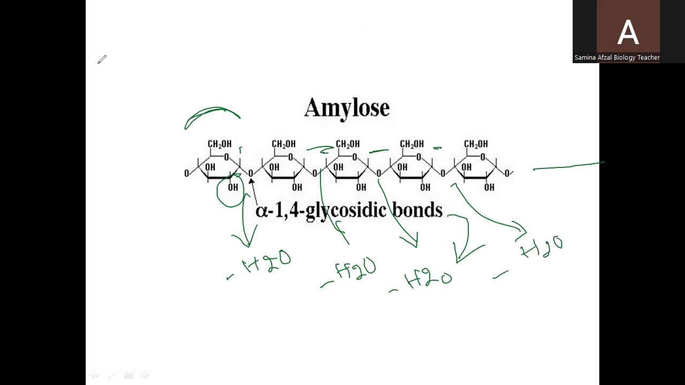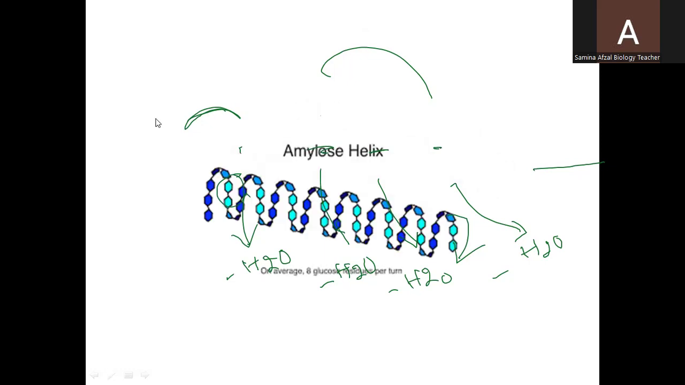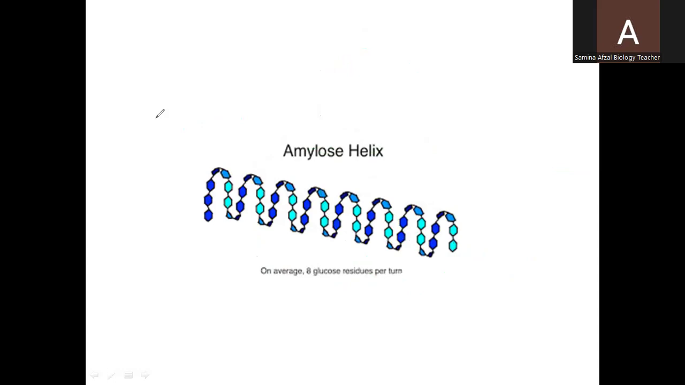So in this way a long chain of starch forms, which is called amylose. It is the non-branching form of the starch molecule. When a long chain is formed, that long chain makes this helical structure. You can see in this helical structure many glucose molecules are joined together with one another by making alpha 1,4 glycosidic bonds.